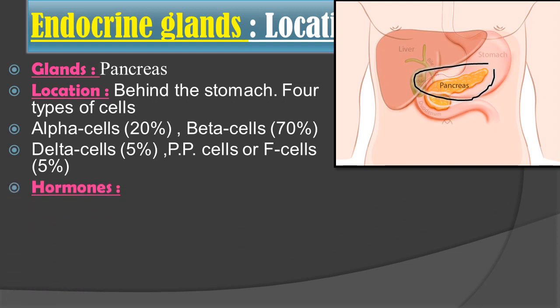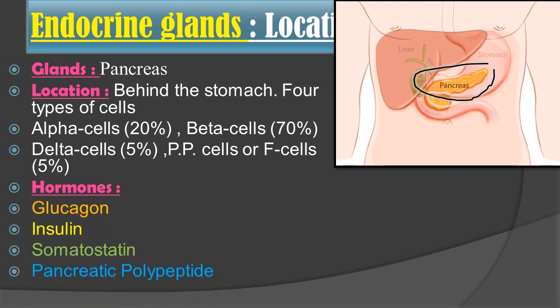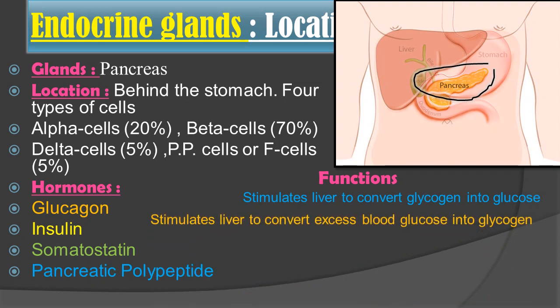The hormones secreted by these pancreatic glands are glucagon, insulin, somatostatin and pancreatic polypeptide. So these all are the hormones secreted by the pancreatic glands. Now the functions of these hormones: it stimulates the liver to convert glycogen into glucose. So this is a very important function.